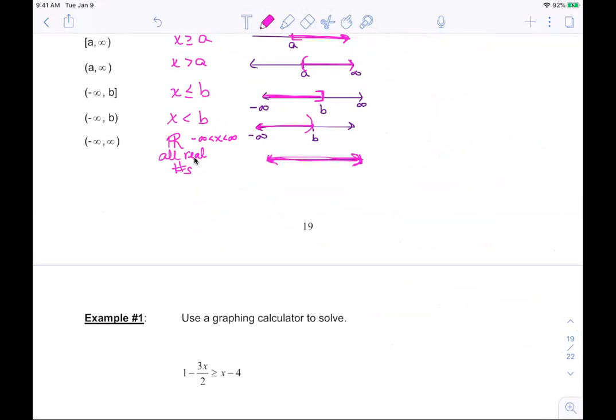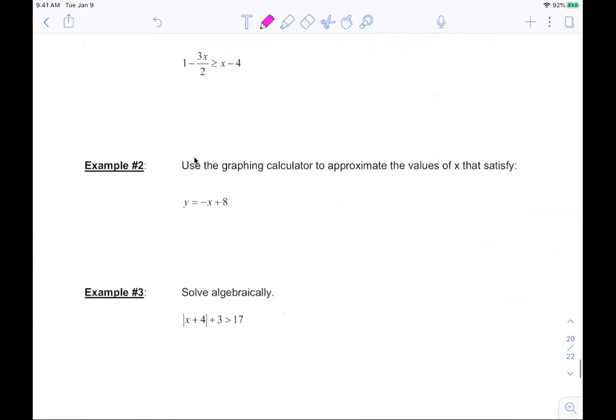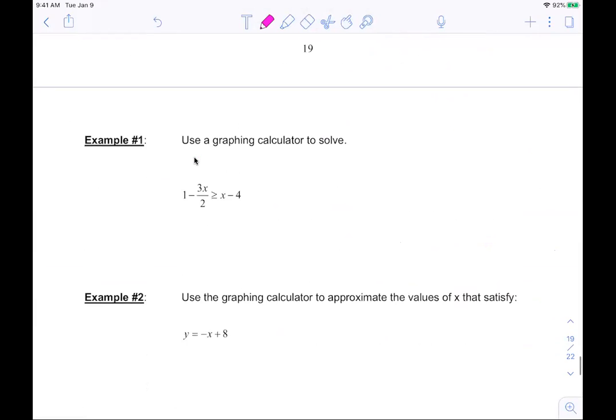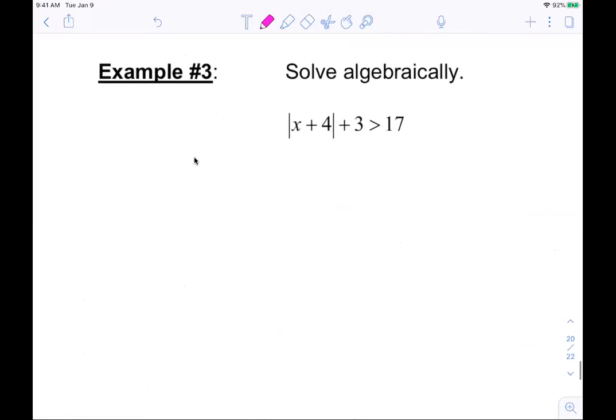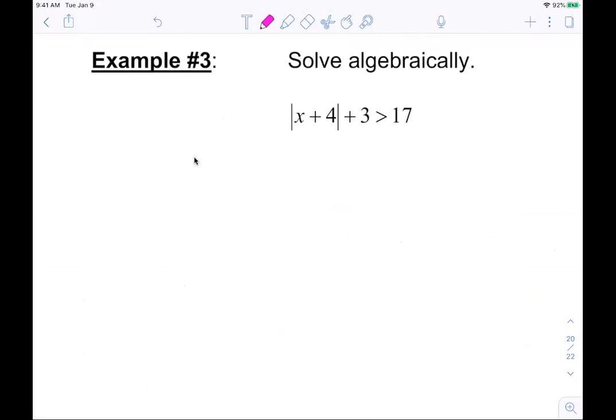Okay, I'm sorry. Okay, we're going to skip the graphing. As I said, we're going to do graphing with the calculator on Monday. We're going to go to example 3, and we're going to solve this inequality algebraically. And notice it's an absolute value.